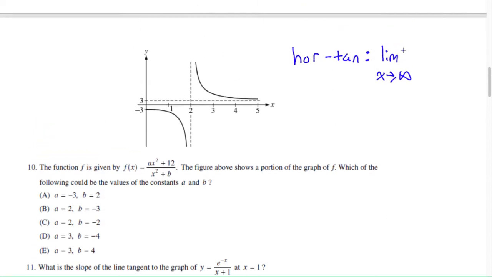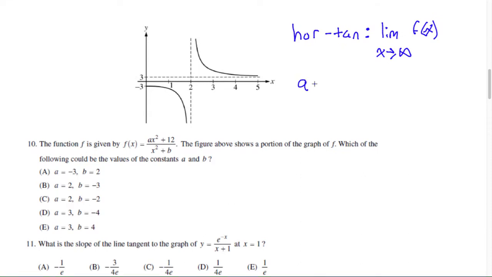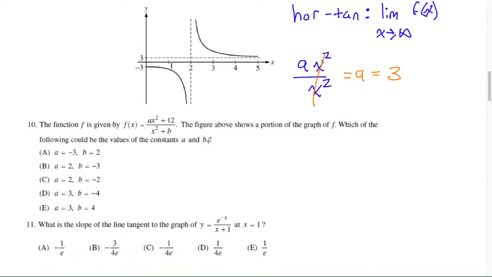That's going to be left with ax squared over x squared because I got rid of all the insignificant things. These things are not going to affect it as much as the x squared and x squared terms. X squared and x squared cancel each other out, and I'm left with just a. Well, what was the horizontal tangent? 3. That means a was equal to 3. Exactly.